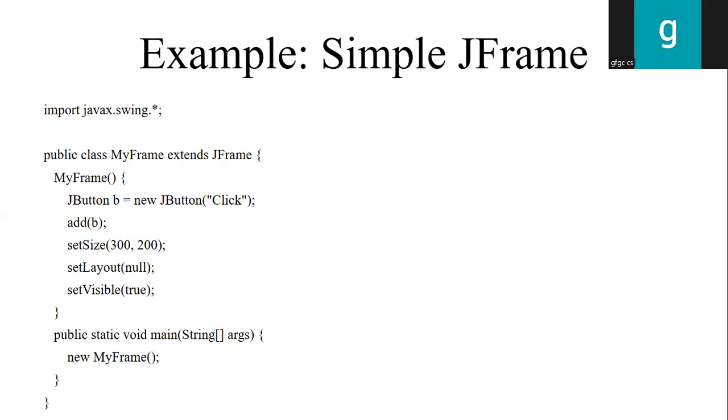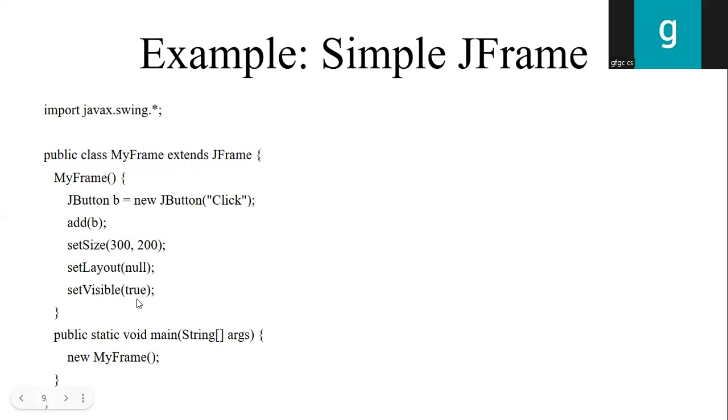Public class MyFrame extends JFrame. Next, I have created one constructor called MyFrame. For adding the button we have to create the object of the JButton class: JButton b = new JButton("Click"). Click is the name of that particular button. Now I want to add that button to the frame, that's why I have written add(b). Next I am going to set the size to 300 and 200. Layout, I am not going to set any layout, so I have kept it null.